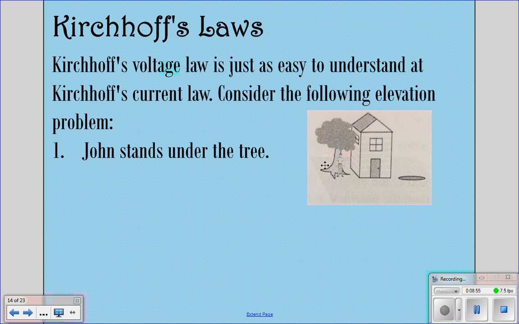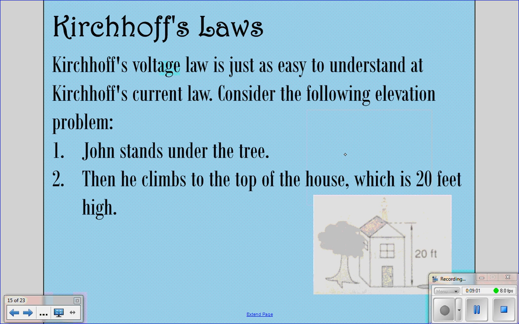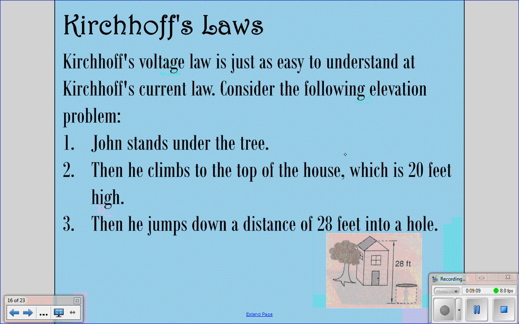There's a little man standing right here. So he's standing under a tree. Then he climbs to the top of the house, which is 20 feet high. So he's climbed up 20 feet. After that, he decides to jump down a distance of 28 feet into a hole. And miraculously, he does not break anything.